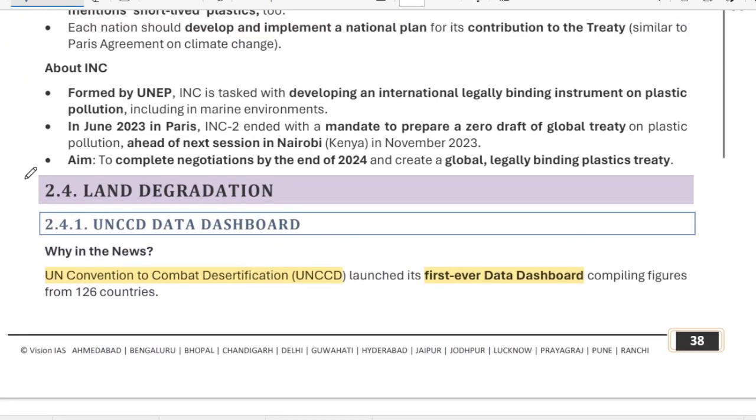Okay. Now we come to our next topic, that is land degradation. What is this land degradation? First, we should understand what land degradation is. Then we will move to why it is in the news. So suppose this is a parcel of land. It has soil. What is this soil capable of? This soil is capable of producing plants and grasses, and then sustaining animal or other human life also.